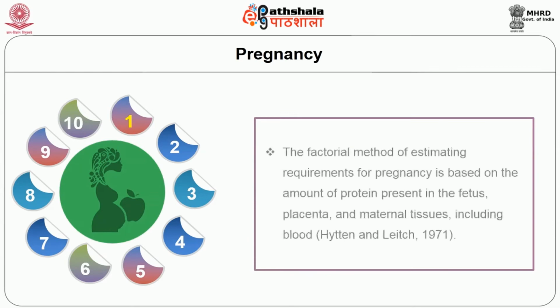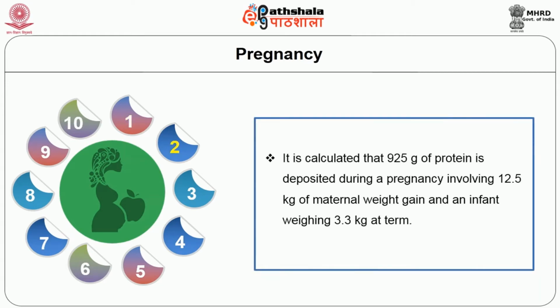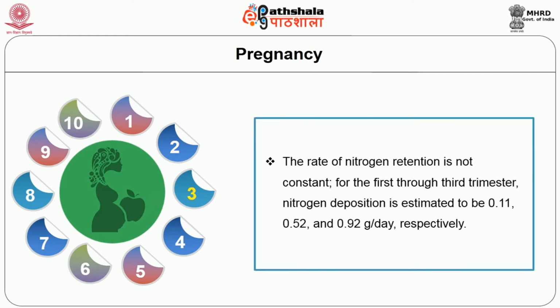The factorial method of estimating requirements for pregnancy is based on the amount of protein present in the fetus, placenta and maternal tissues, including blood. It is calculated that 925 grams of protein is deposited during pregnancy, involving 12.5 kg of maternal weight gain and an infant weighing 3.3 kg at term. The rate of nitrogen retention is not constant from the first through third trimester. Nitrogen deposition is estimated to be 0.11, 0.52 and 0.92 grams per day respectively.